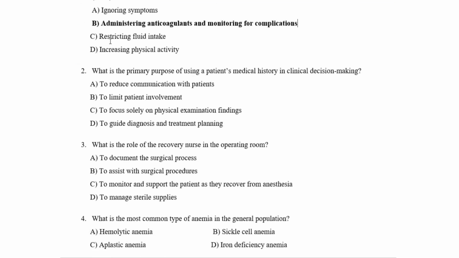What is the primary purpose of using a patient's medical history in clinical decision making? Option A मा रहेछ, to reduce communication with patients. Option B मा रहेछ, to limit patient involvement. Option C मा रहेछ, to focus solely on physical examination findings. Option D मा रहेछ, to guide diagnosis and treatment planning. यसको सही उत्तर हो Option D, to guide diagnosis and treatment planning.